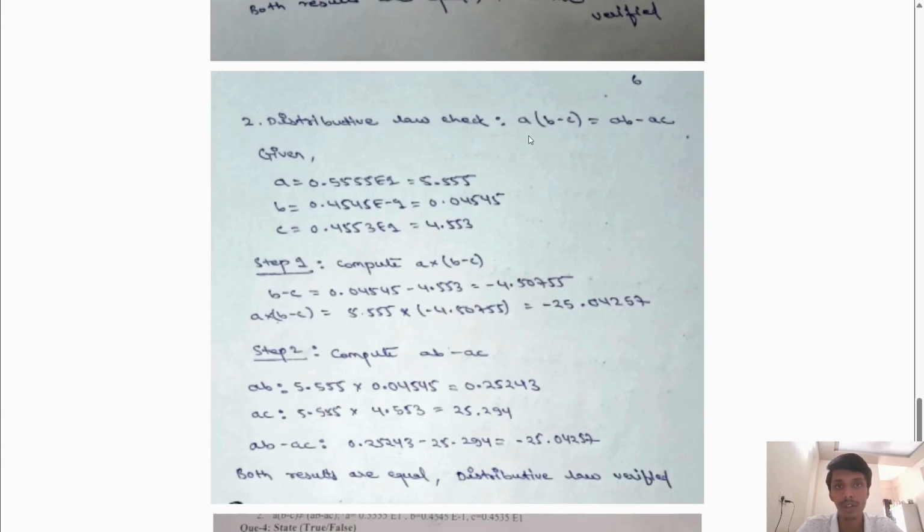In finding the distributive law, we check whether a into b minus c is equal to ab minus ac or not. Here, we calculate b minus c first, which results in minus 4.50755, and then a into b minus c. If we multiply a into this term, we get minus 25.04257. In step 2, we compute ab minus ac. So ab results in 0.25243 and ac results in 25.294. So if we subtract ac from ab, we get minus 25.04257.